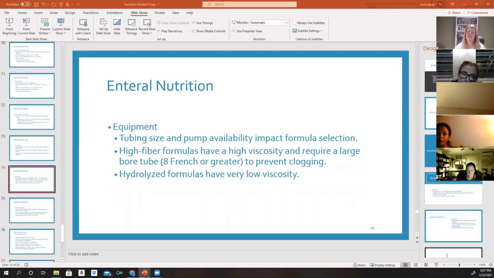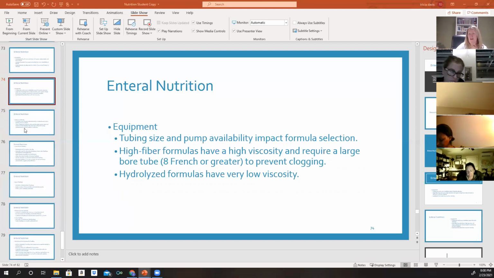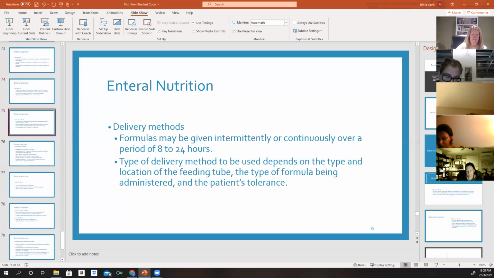We're going to use different size tubings for the different viscosity of the formula that we're putting in. Our high fiber formulas have a higher viscosity and require a bigger bore, so an 8 French or greater, because if not, it's just going to get clogged in there. Those hydrolyzed formulas have a very low viscosity, so you could use a smaller tubing for that.